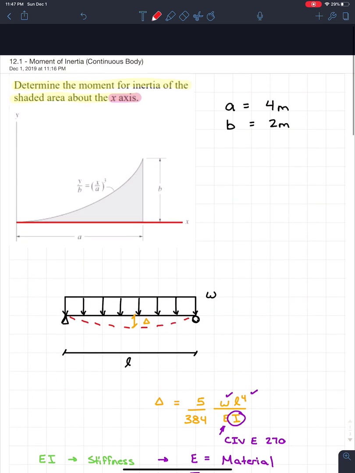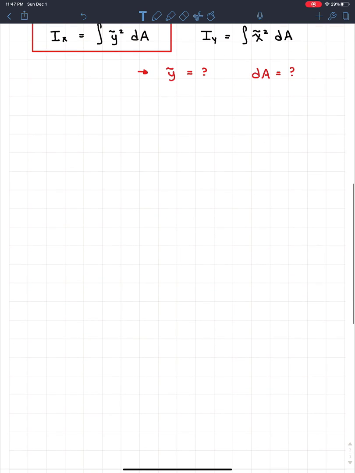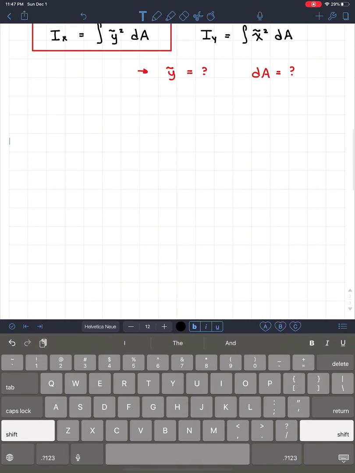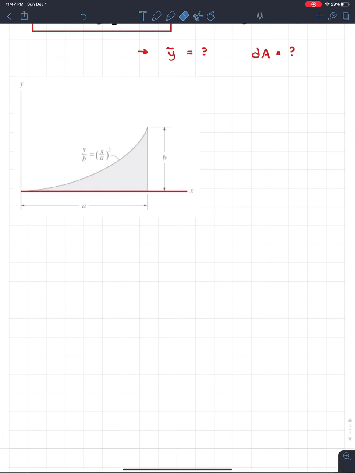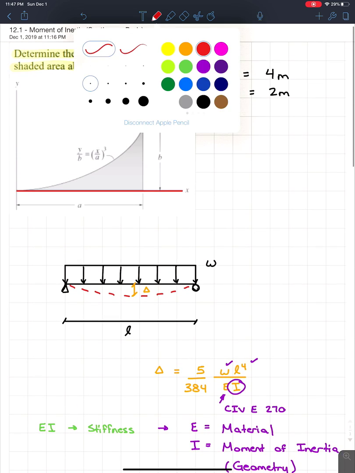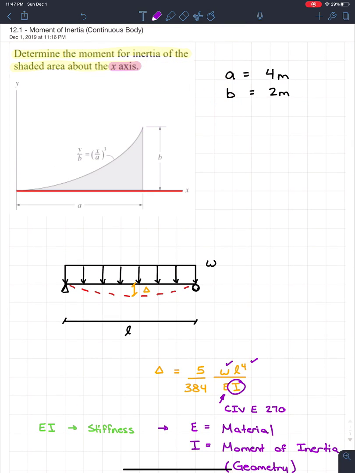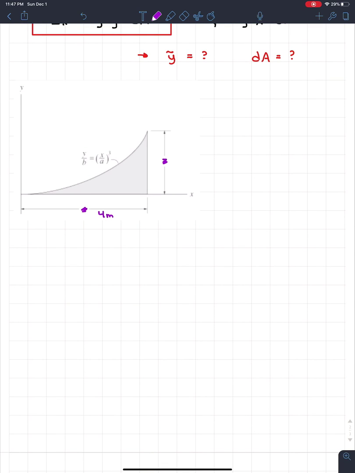So if we come up here, what I'm going to do is I'm just going to copy this real quick and move it down here. Perfect. I'm just going to erase this x-axis because we don't need it. And another thing I'm going to do to fill in real quick is we actually know what A and B are. So A is 4 and B is 2. So right here, we know that A is 4 meters, just to make this a little bit clearer. And B is equal to 2 meters.